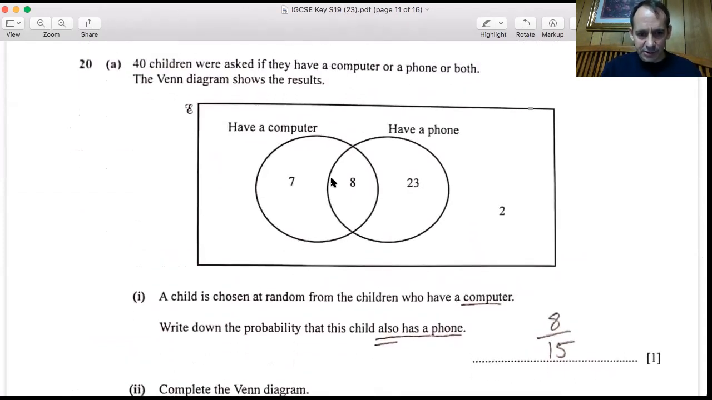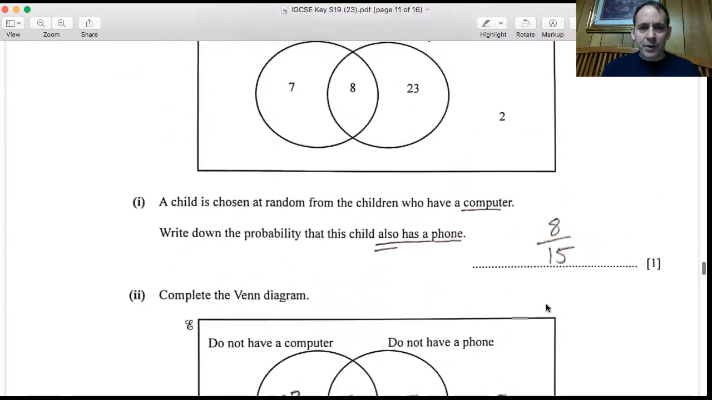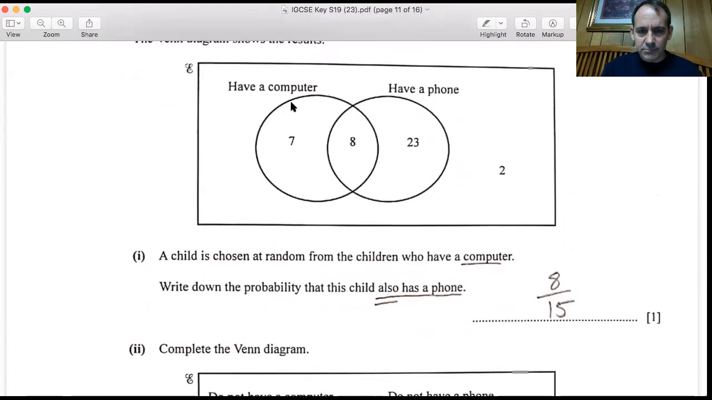It says a child is chosen at random from the children who have a computer. Write down the probability that this child also has a phone. That would be this section right here, has both the computer and the phone. So that's 8 out of all the ones that have a computer, which is 15. So you have 8/15.